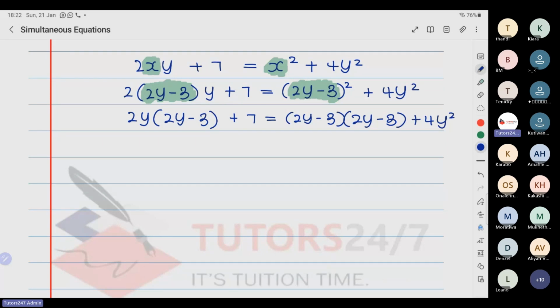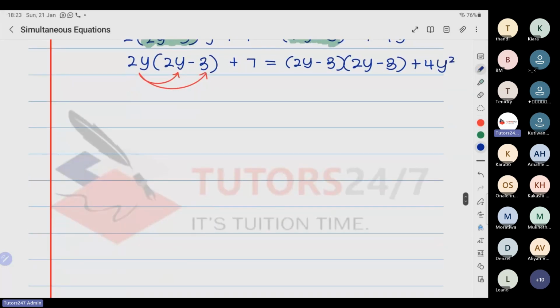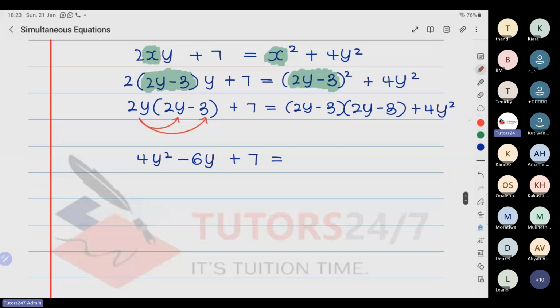So here, before we even get to the right-hand side, on the left, we are going to distribute this 2y into the bracket. We are going to say 2y times 2y and 2y times negative 3. That is going to leave us with 4y squared minus 6y plus 7, and that is equal to, now we're going to distribute this 2y into the second bracket.